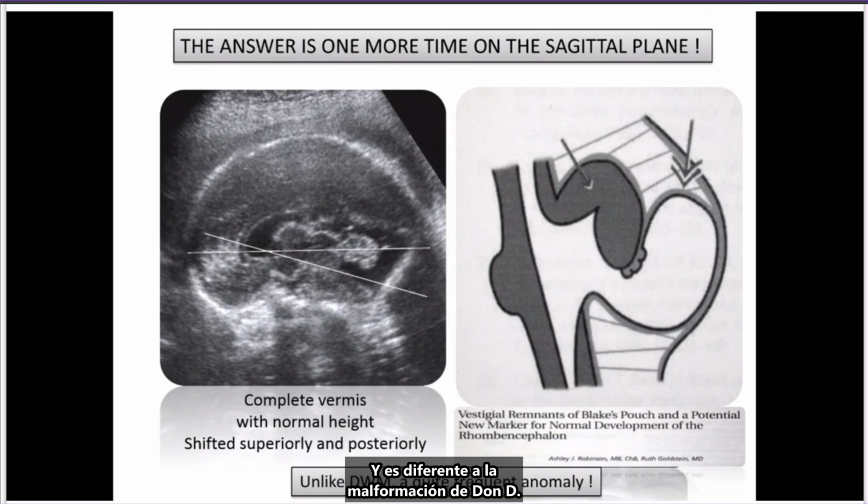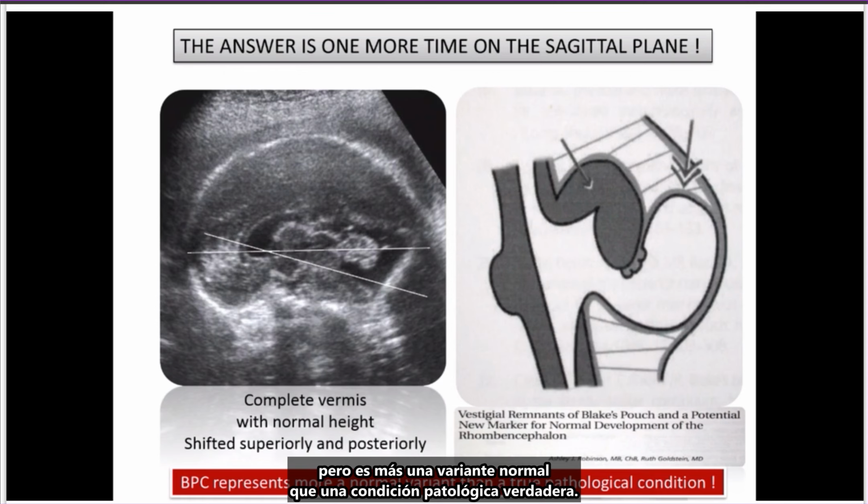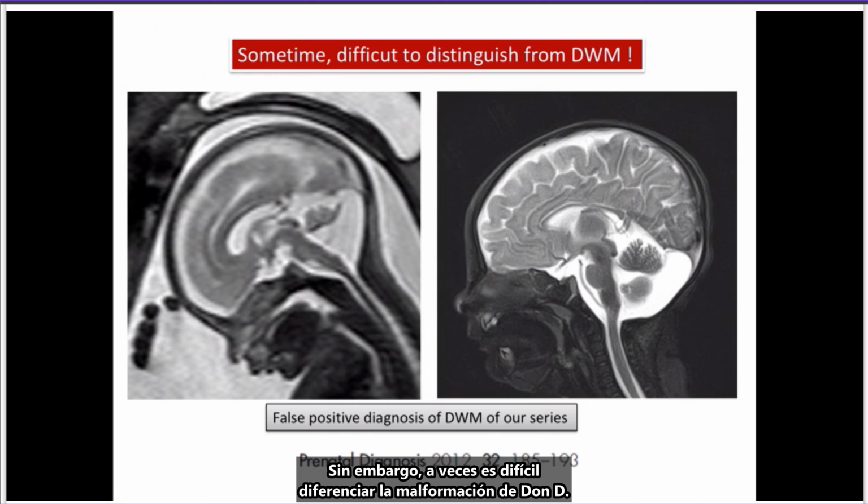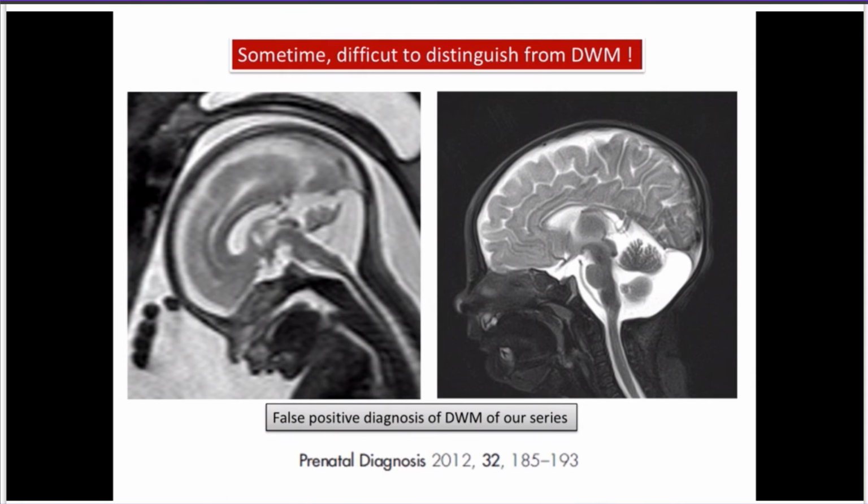And unlike Dandy-Walker malformation, it's a quite frequent anomaly. But it represents more a normal variant than a true pathological condition. However, sometimes it's difficult to differentiate Dandy-Walker malformation and Blake's pouch cyst. This is a false positive diagnosis of Dandy-Walker malformation. We have published a series in Prenatal Diagnosis. This is a false positive.